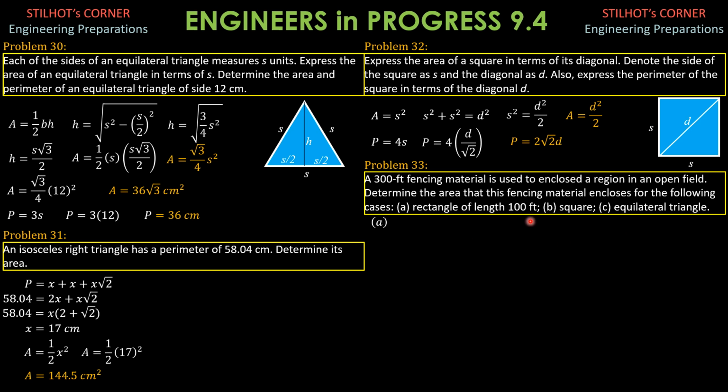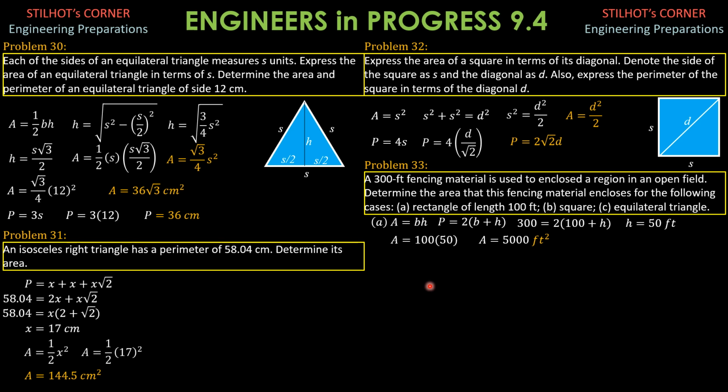If it is a rectangle of base 100 feet, the area is BH, and the perimeter 300 equals 2 times the quantity B plus H. 300 equals 2 times the quantity 100 plus H. So 300 divided by 2 is 150, minus 100. So H is 50, the width. Therefore, the area is 100 times 50 for the rectangle. If the area to be enclosed is rectangular in shape and the length is 100 feet, the width is automatically 50 feet. So the area is 100 times 50, so 5,000 square feet.